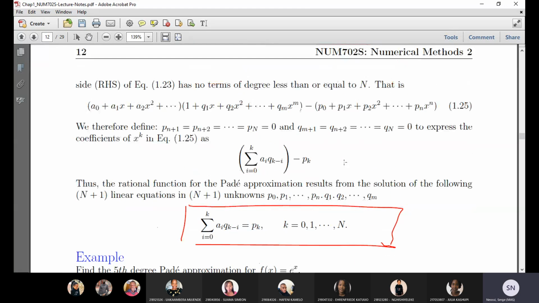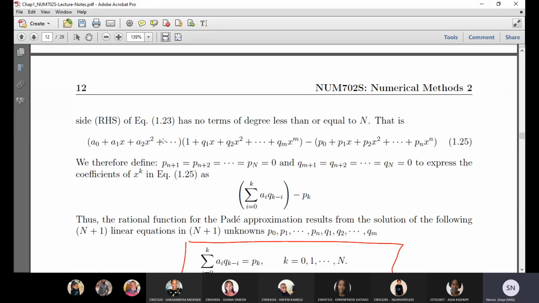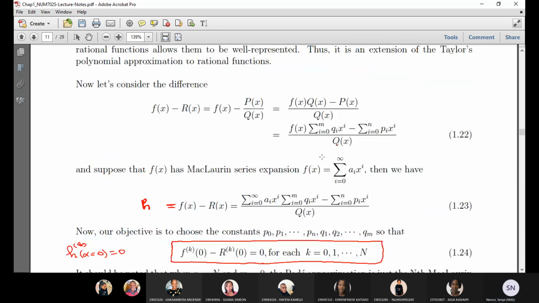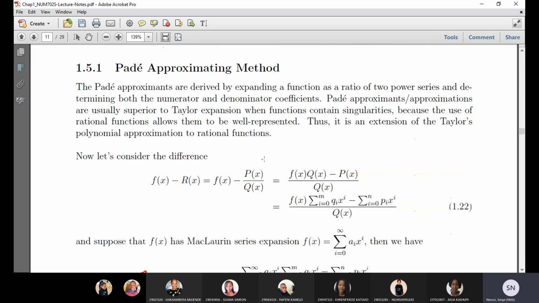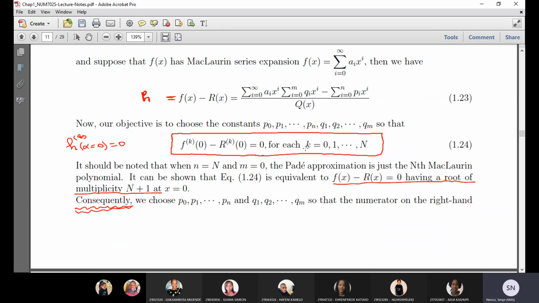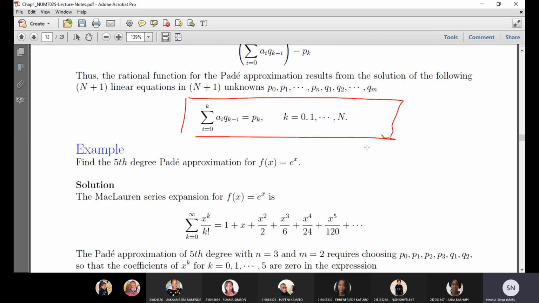Now, this is an example. Remember, I told you that you don't need to get all the terms in this expansion, because this is an infinite sum. You don't need to know all the a sub i. You need to know all the capital N plus 1 terms. That's all you need to know, because in the system here, k will run up to capital N. And that's the same thing you will need to have here.